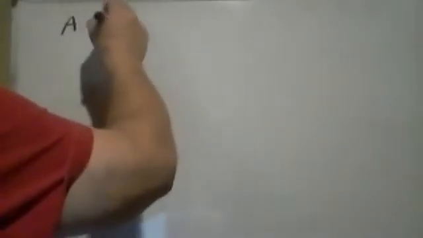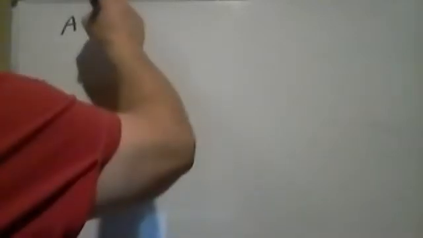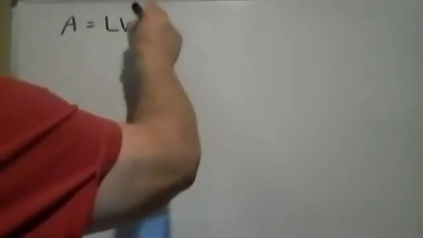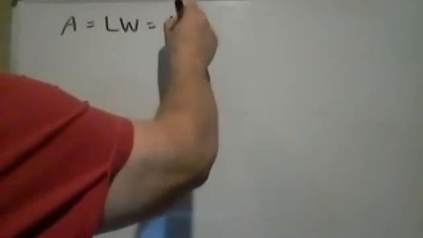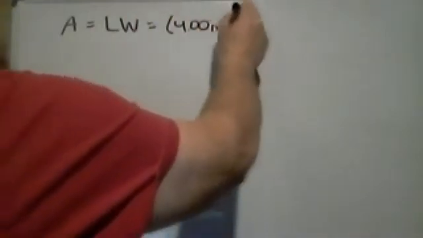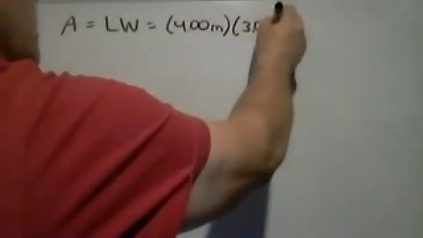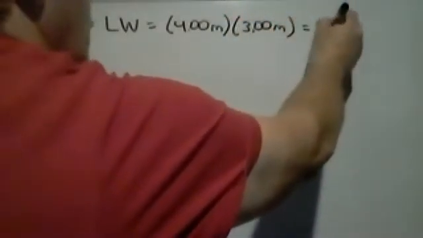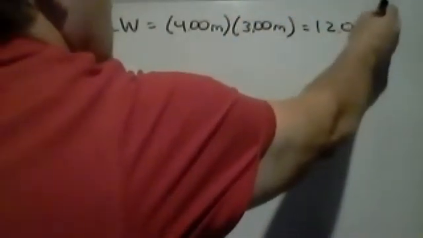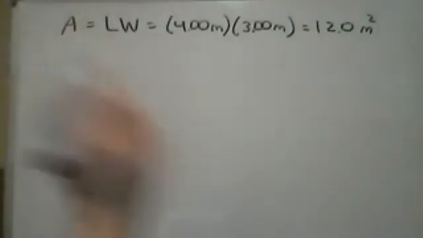So first of all, A nominal is nothing more than 4. I'm going to prove that what I just showed you actually is true. Nominal area is going to be length times width. So it's going to be 4.00 meters times 3.00 meters, or 12.0 meters squared. Okay, so that's the nominal, right?